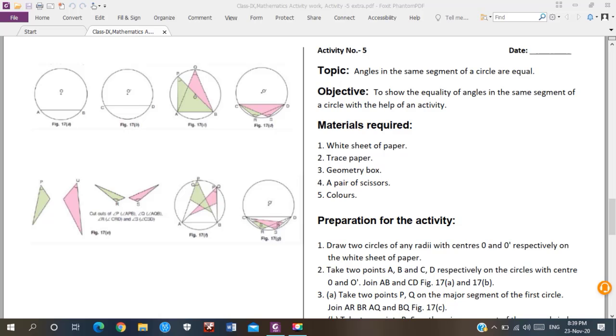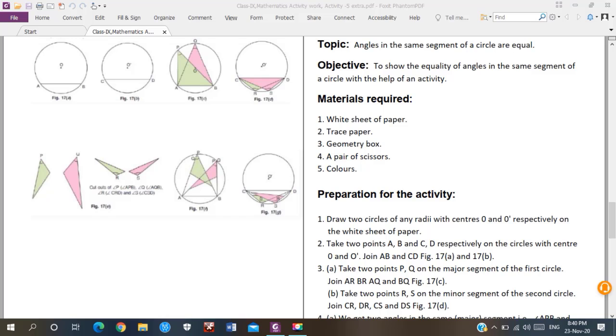First, write activity number 5, then write the date and then write the topic. Your topic is angles in the same segment of a circle are equal. Objective: to show the equality of angles in the same segment of a circle with the help of an activity. Materials required: white sheet of paper, trace paper, geometry box, a pair of scissors, colors.